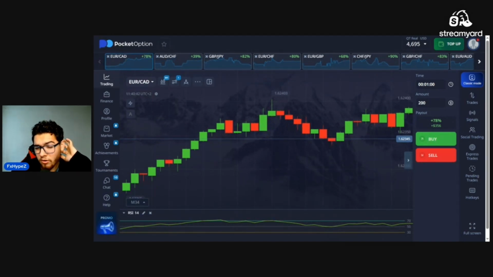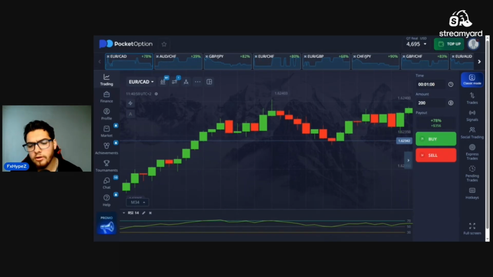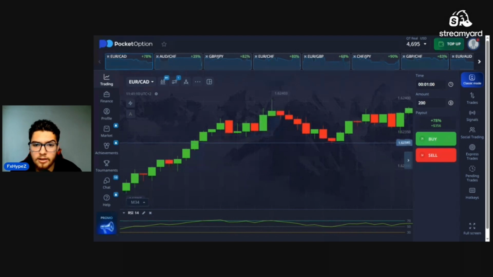Speaking of confirmations and confluences, I won't be ridiculous. I'll be sticking to a couple, maybe some inverse fair value gaps, price action, fair value gaps, maybe a liquidity sweep or two. We'll definitely take a look at that stuff. But in terms of the trade durations, we will be sticking to 1 to 5 minute trade durations. And it depends on what the setup looks like, and that will obviously determine the trade duration.